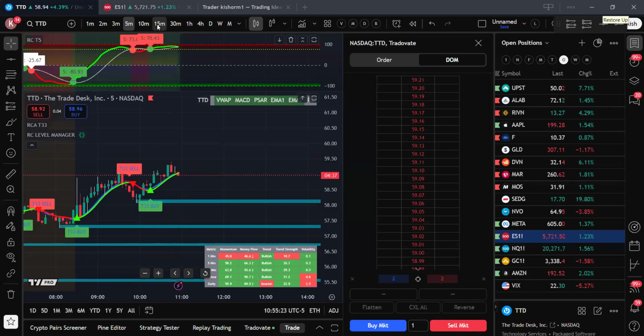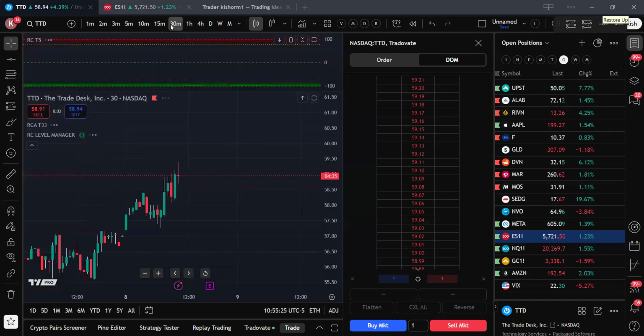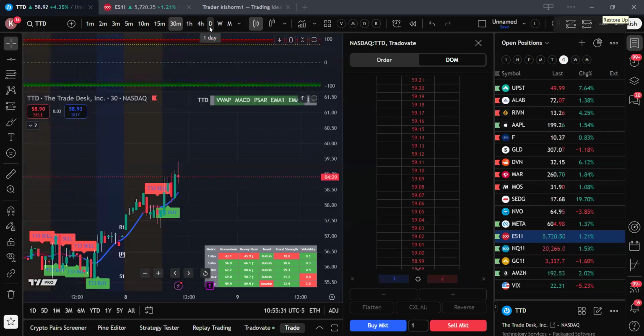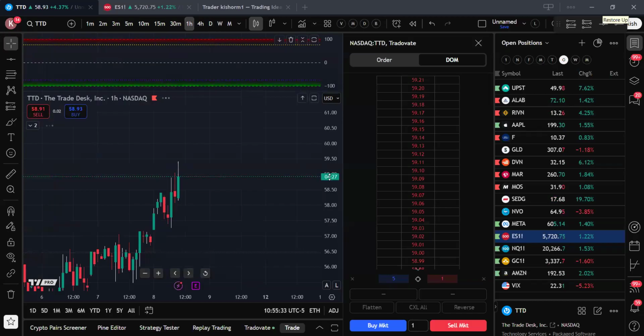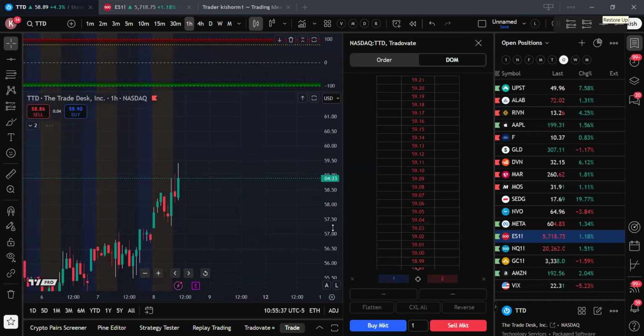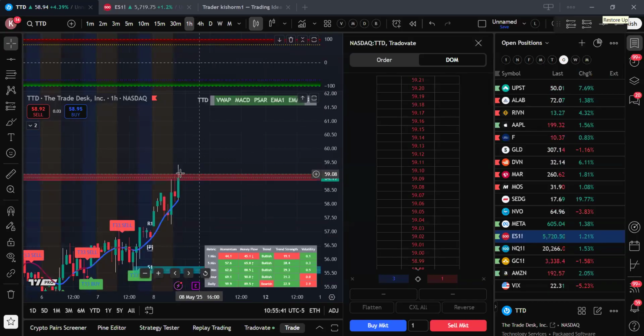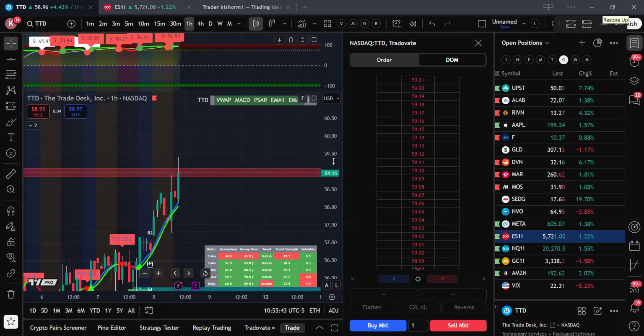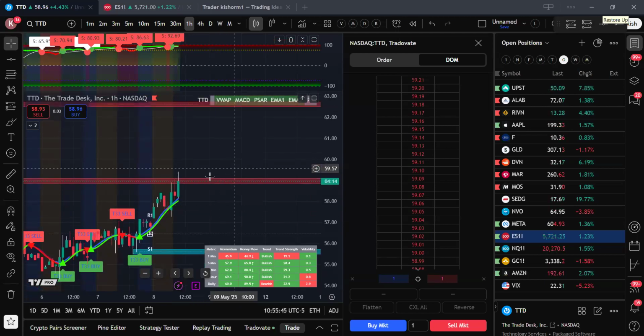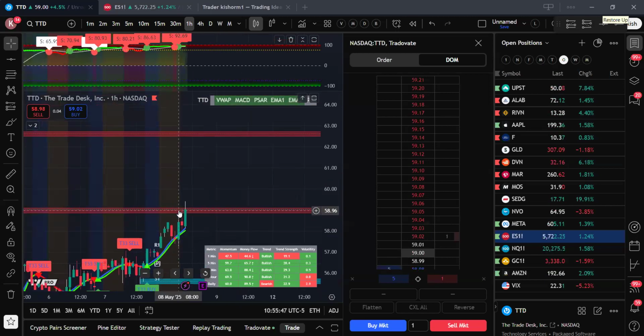It's still looking bullish. Yeah, you can take profits around $60. Now you are close to resistance. If it breaks this 59.5, then it can go to 62.5.